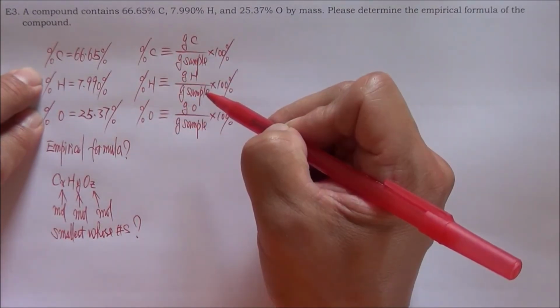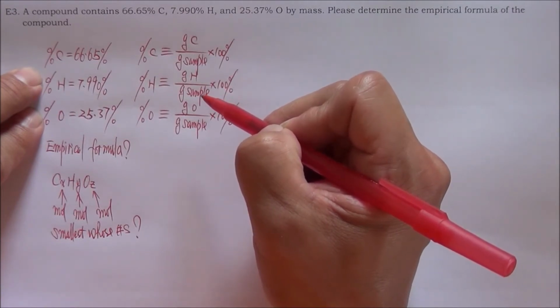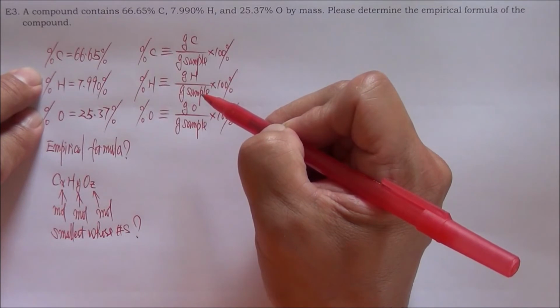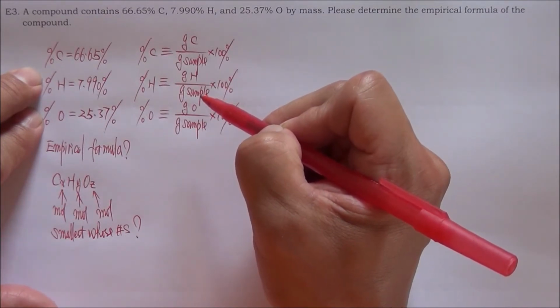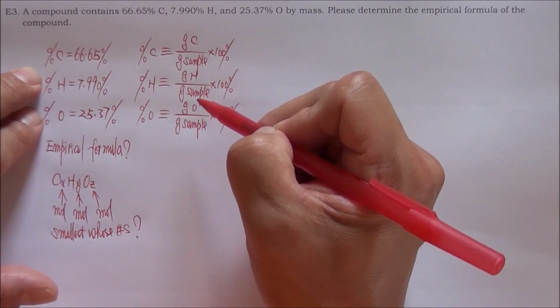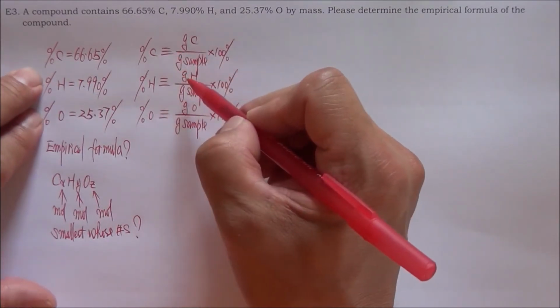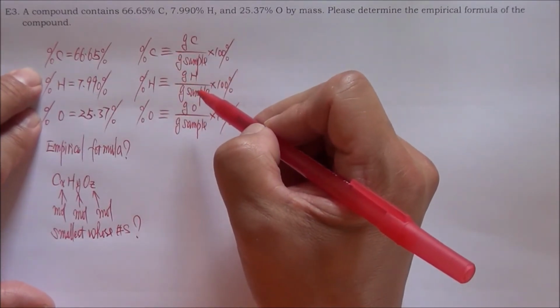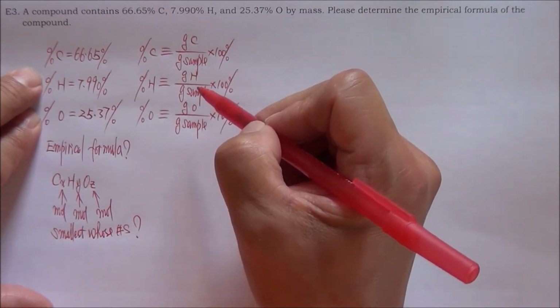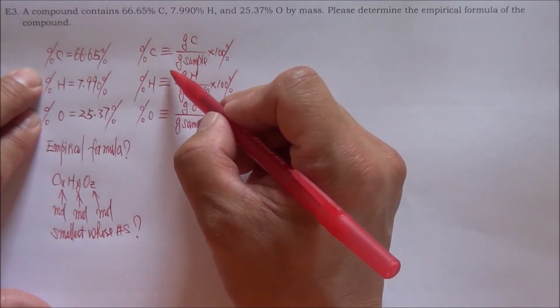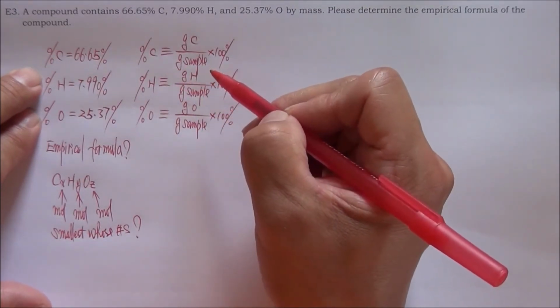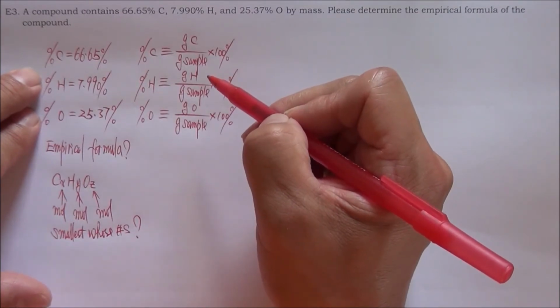But remember, if you have 100 grams of water, the molecular formula and the empirical formula of water is H2O. If you have 1,000 grams of water, the molecular formula and the empirical formula is also H2O, which means it does not matter how many grams of sample we have, the empirical formula will be the same. This means we can assume whatever grams of sample we have, we still have the same answer at the end.